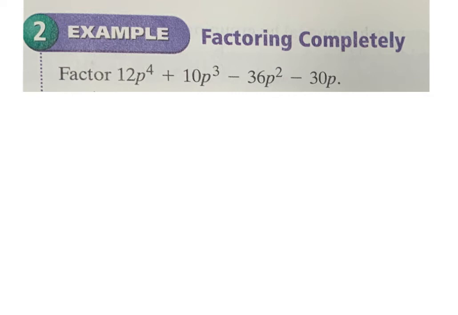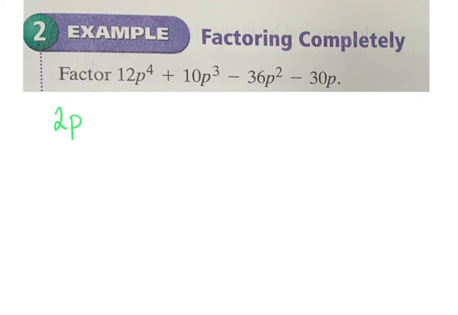So I'm going to look at 12, 10, 36, and 30. And then I'm going to look at p to the fourth, p cubed, p squared, and p. All right, between 12, 10, 36, and 30, do I have anything in common? A 2, right? And that's about it, because after 10 is 5, and 5 doesn't go into 36 or 12. So the only number that I have in common here is a 2. What about my variables? Can I take any variables out? I can take one p out, right? Because of that last one.